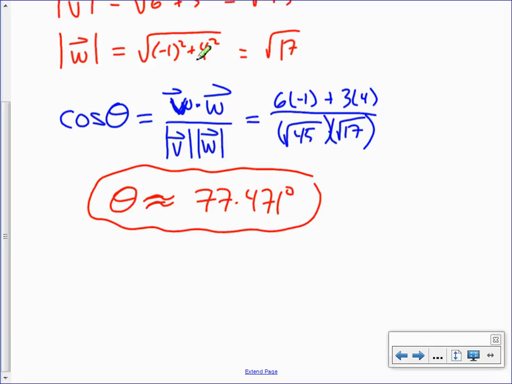You got 63.86? Parentheses. Root. Oh, you didn't close the root 45. You have to close it, because otherwise it's taking the root 45 times the root of 17. You can do it.